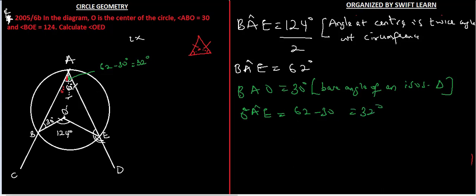So if this is 32 degrees, that means this must be equal to this, the same thing, because this is a radius from center to circumference. This is a radius from center to circumference. So if here is 32, here also will be what? 32 degrees. So we can just say AEO is what? 32 degrees. The same reason, base angle of an isosceles triangle. Sorry, next time I will write this in full because of our time.